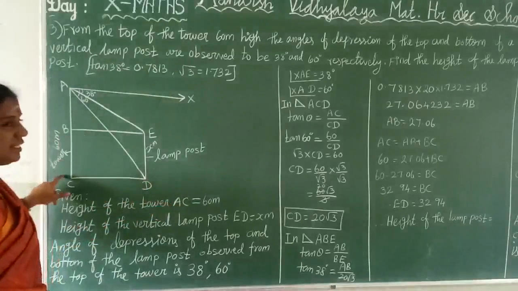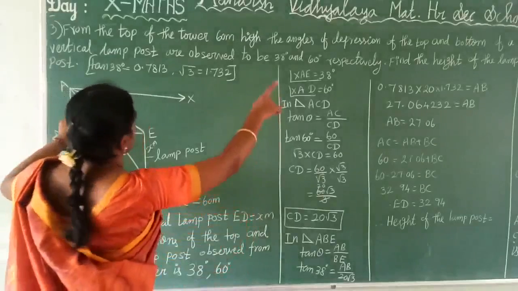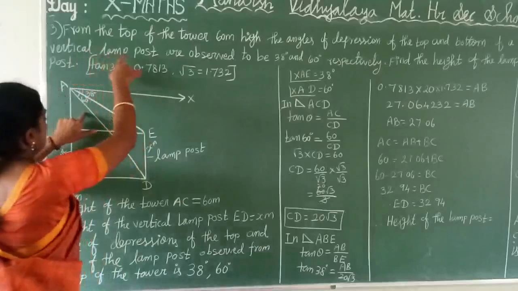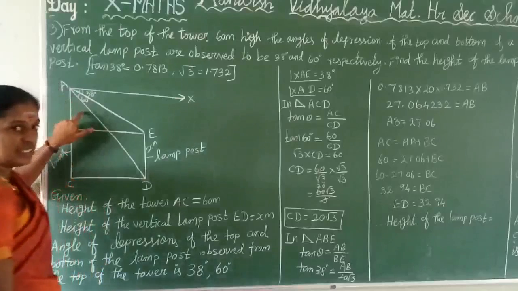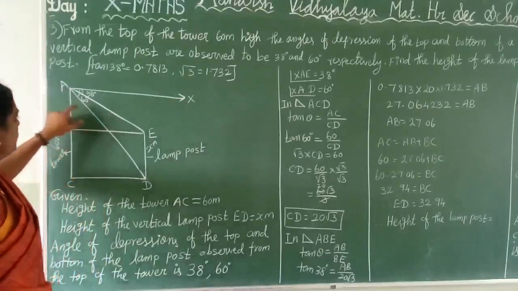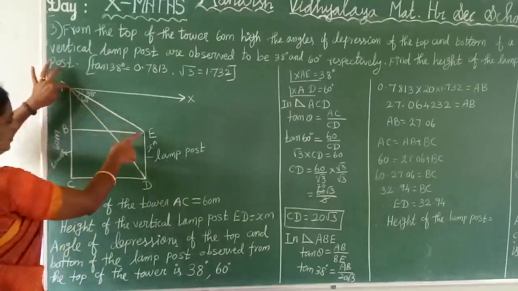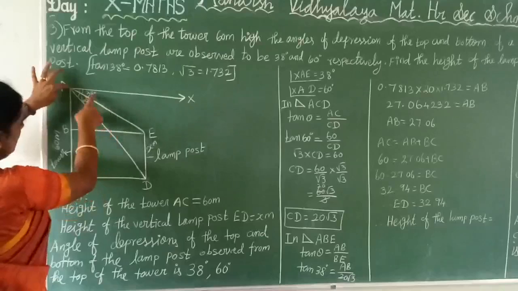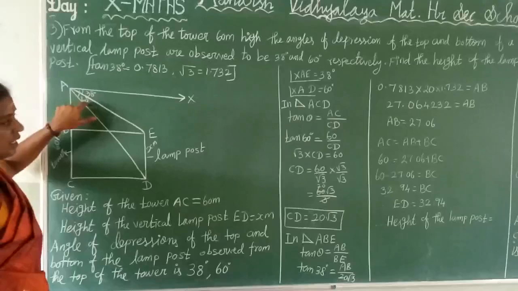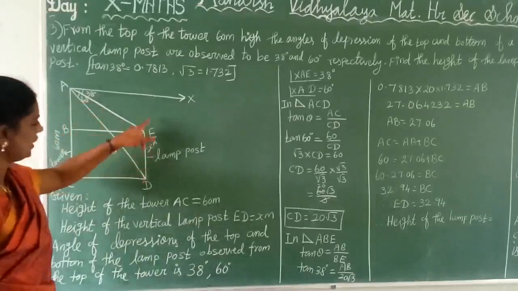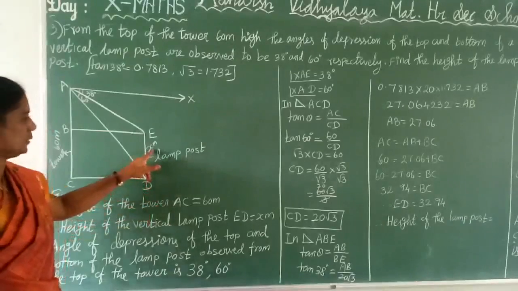Here the tower height is 60 meter, and the next one given is the top and bottom of a vertical lamp post are observed to be 38 degree and 60 degree respectively, from the top of the tower. So the top angle of depression is 38 degree, the bottom angle of depression is 60 degree. Clear? We want to find the height of the lamp post. So the height of the lamp post we take as x meter.